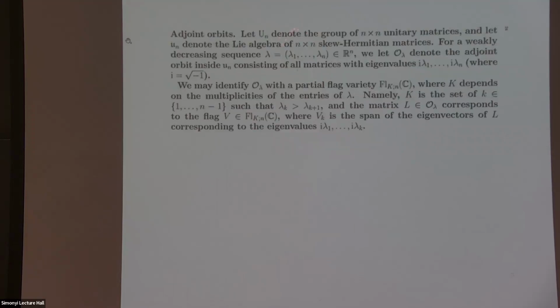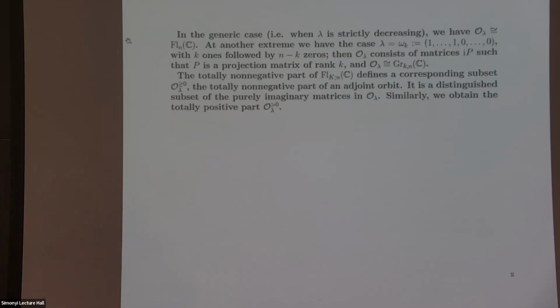So I let U(n) here denote the group of n by n unitary matrices. I take a weakly decreasing sequence lambda 1 through to lambda n, and I consider the adjoint orbit inside the Lie algebra of matrices with fixed eigenvalues. So I just take lambda 1 through lambda n, and I conjugate. I get myself an orbit. And as I mentioned earlier, you can identify that orbit with the partial flag variety, where k depends here on the multiplicities of the entries of lambda, right? So there are several possibilities. I could end up with a complete flag, I could end up with a Grassmannian, or I could end up with something in between. And so in the generic case, I have the complete flag.